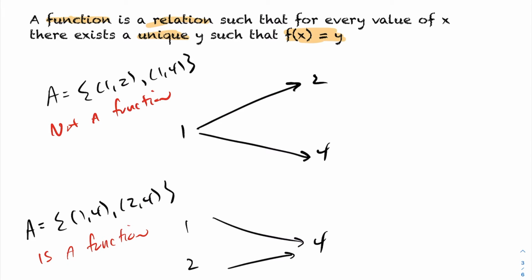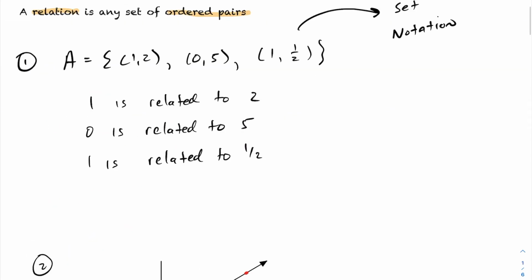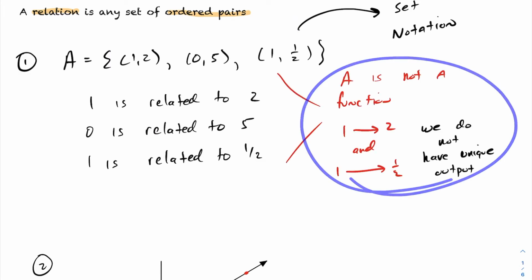All right, let's take a look at the previous 3 examples and see which of these relations are in fact functions. So coming back to the work we did prior, notice here we have 1 is related to 2, and 1 is related to a half. Therefore, this is not a function. So you'll notice here again, we do not have a unique output.